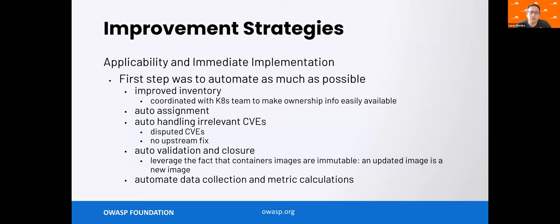We defined strategies to handle what we call irrelevant CVEs, those that are disputed. How do we handle those? How do we do some risk analysis on them? And those that have no upstream fix, we need to review from time to time because that situation may change. Automatic validation and closure.